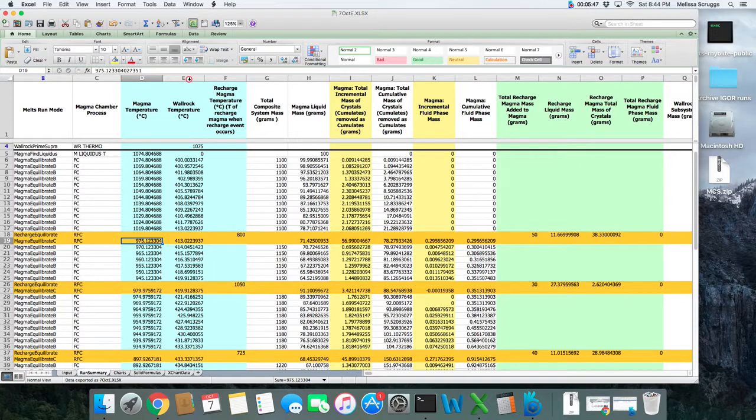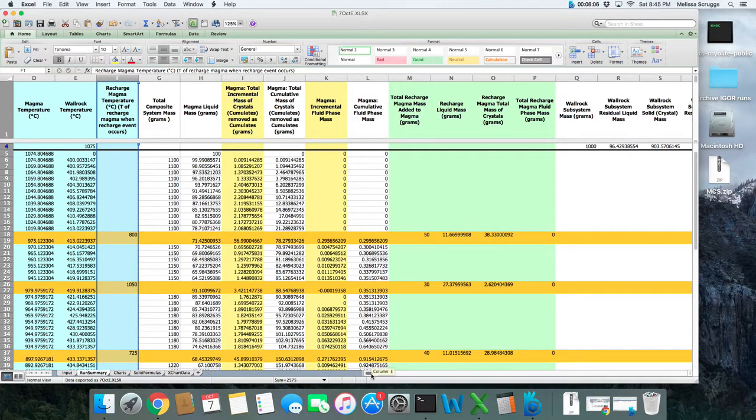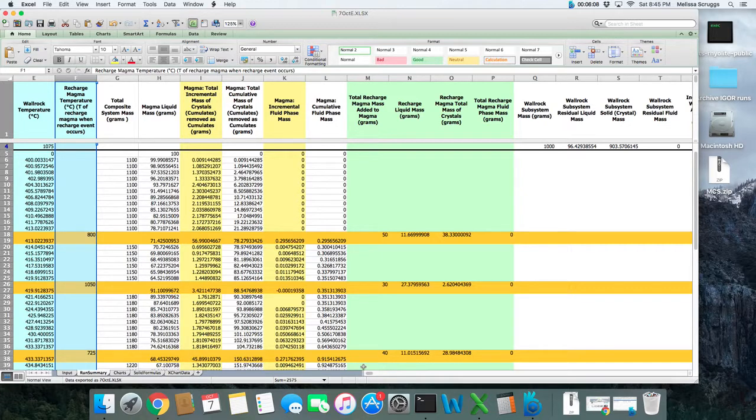Column E is the temperature of the wall rock at each temperature step. Likewise, you might have a different wall rock temperature than before if you have assimilation or recharge. F is the recharge temperature. Again, what is the temperature of the recharge magma at the time recharge is triggered?